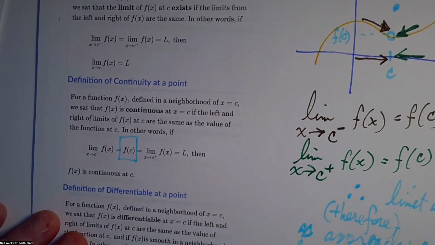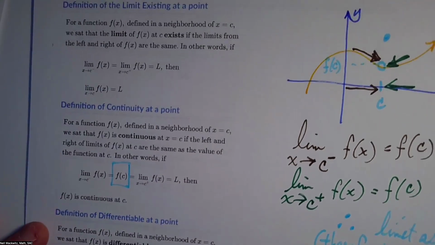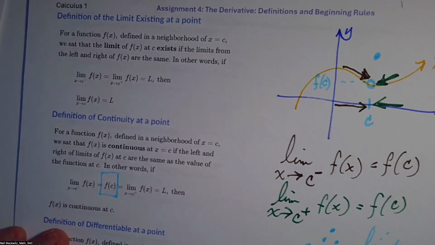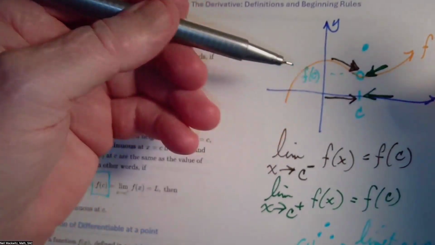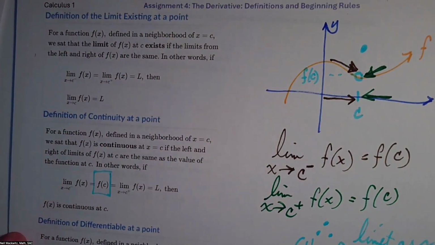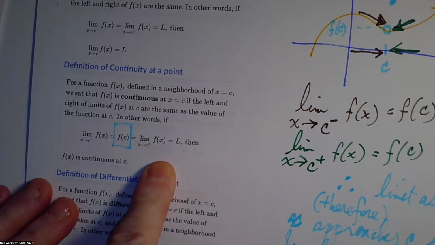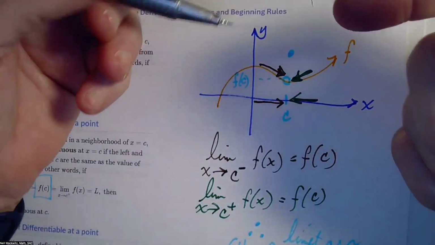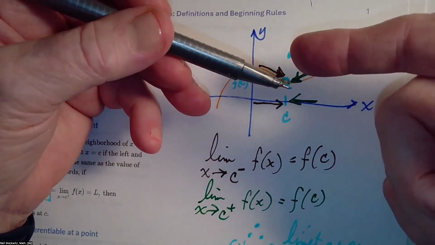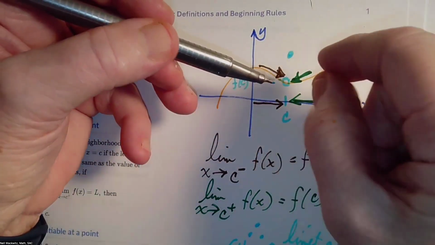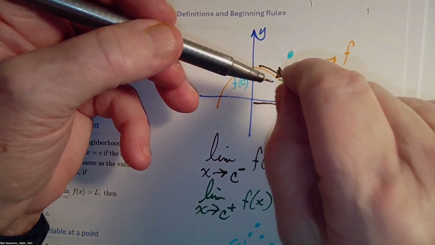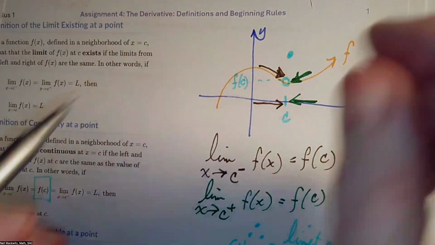So let's think of it positively. In order for the limit to exist, we need to approach the same y value from the left or right. In order to have continuity, we need to not only approach the same value from the left or right, but that value needs to be defined and it needs to be right there at the same value.